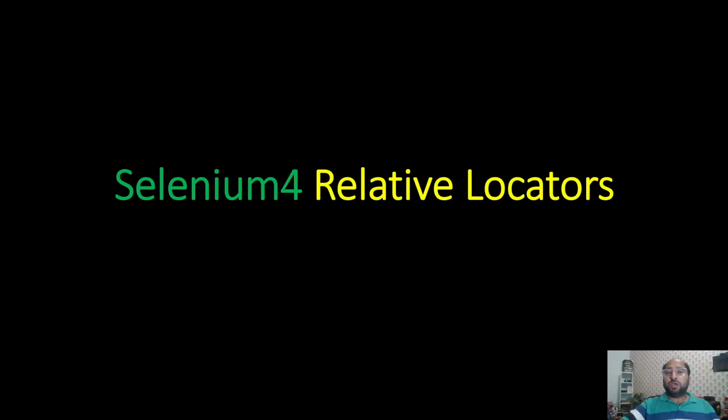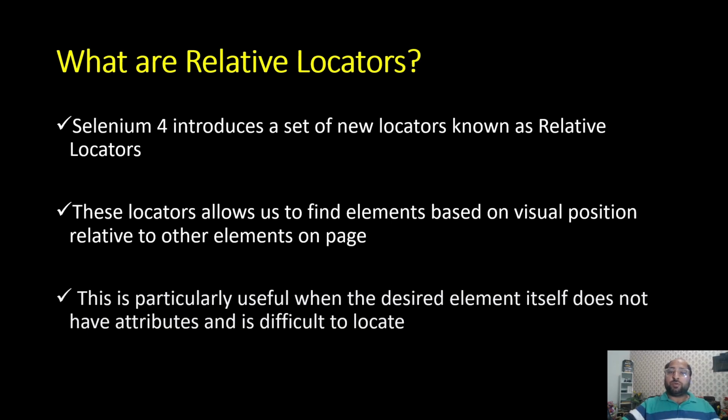This is Prince. So today we are going to discuss relative locators in Selenium. This is one of the most widely asked interview questions as well. Now let us try to understand what relative locators are. Relative locators are locators which were introduced in Selenium 4. These locators allow us to find elements based on their visual position relative to other elements on the page.